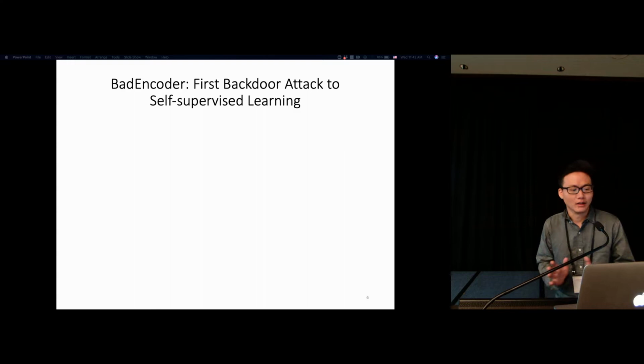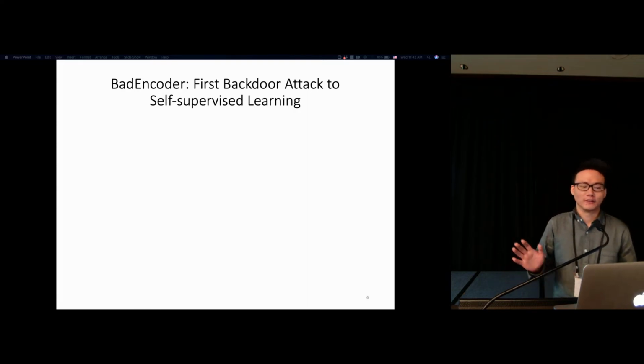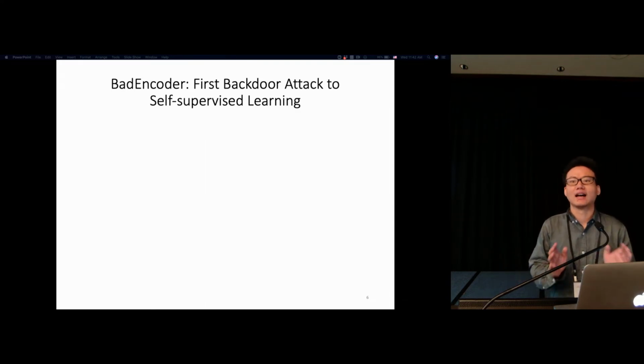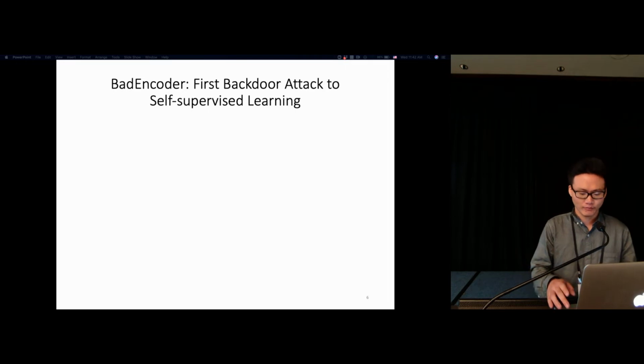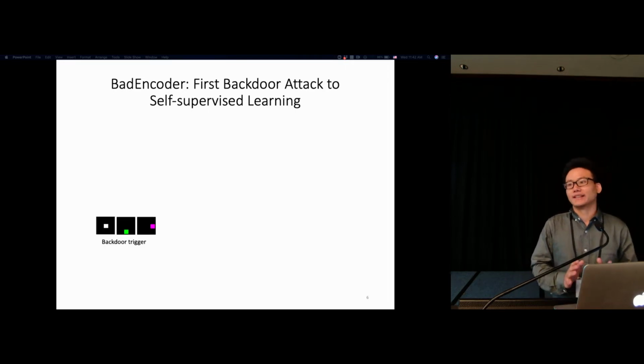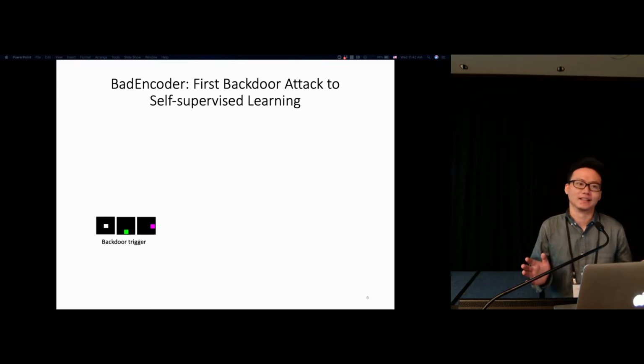In our work, we propose BadEncoder, the first backdoor attack to self-supervised learning. So what is a backdoor attack? Roughly speaking, in backdoor attacks, an attacker can inject some backdoor behaviors into a machine learning model, and backdoor behaviors can be activated when the input of the machine learning model contains a backdoor trigger. When the input is an image, the backdoor trigger may look like this. For instance, a white patch.